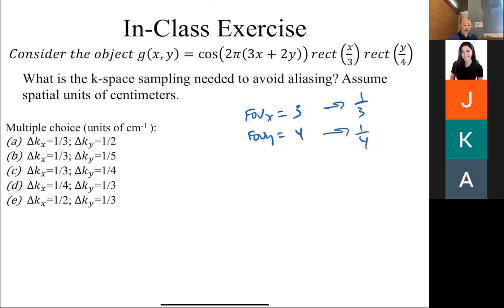So you want to have delta K small enough to be correct, but not too small, because then it's going to take more time. So that's a great question, actually.